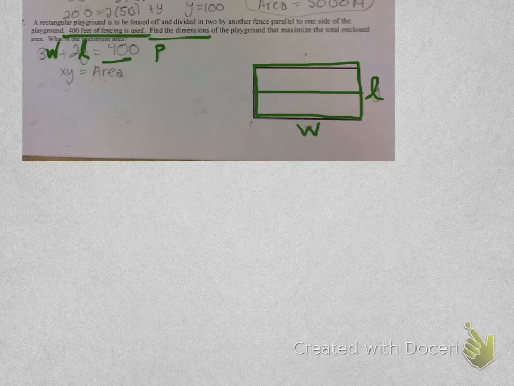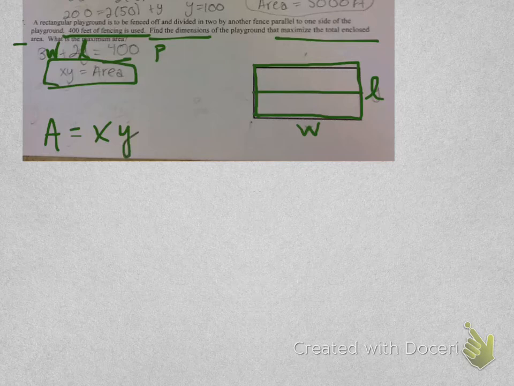Now it says to find the dimensions of the playground that maximize the total enclosed area. So here's our area right here. Our area equation is W times L.